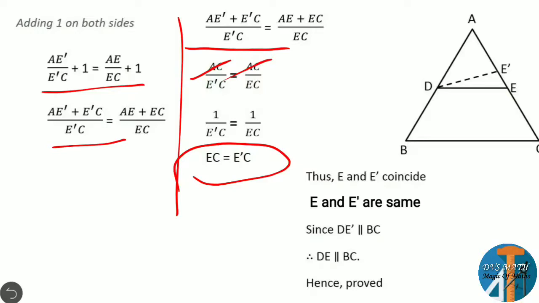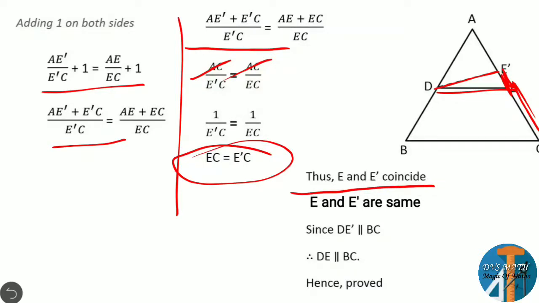That means EC and E dash C both are equal, they are saying. When will they be equal? When they coincide each other. That means these both lines are equal when they coincide each other. So at that time we can say the both are equal. So thus E and E dash coincide. That means E and E dash are same here. So therefore what can I write, since what is our construction, what we told, construction DE dash is parallel to BC. Therefore when both are equal, what you can write, DE is parallel to BC, hence proved.